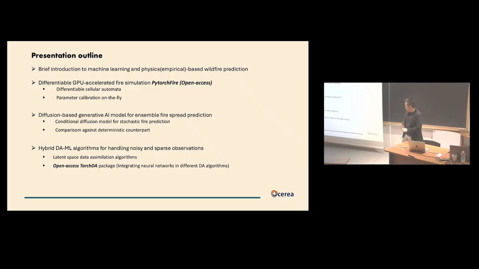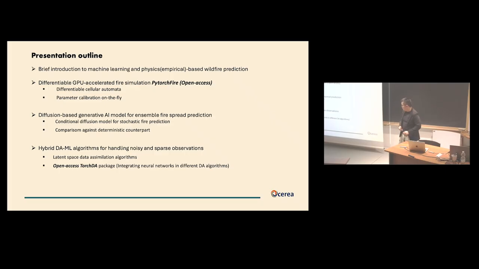I would also like to talk about a generative AI model, namely a diffusion-based model for the ensemble prediction of the wildfires, because we know wildfires are quite stochastic. I think we have already had this discussion about how to have a good perturbation, to have an ensemble prediction to cover all the possible scenarios.